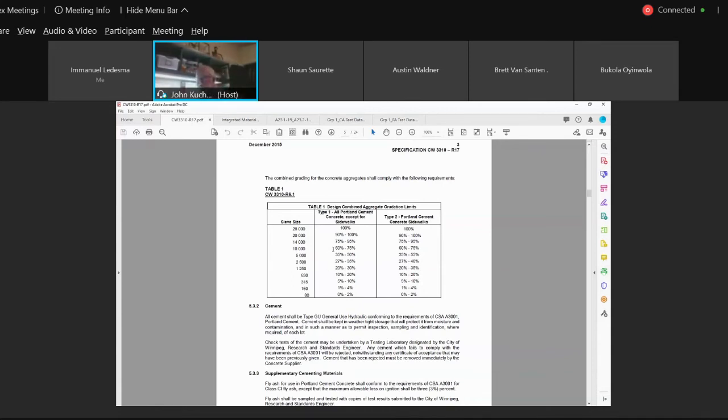Now this blended gradation is not a CSA criteria because MI might have a different one. City of Brandon may have a different one yet. That's why the CSA are set up with individuals. Your mixed design is going to dictate.